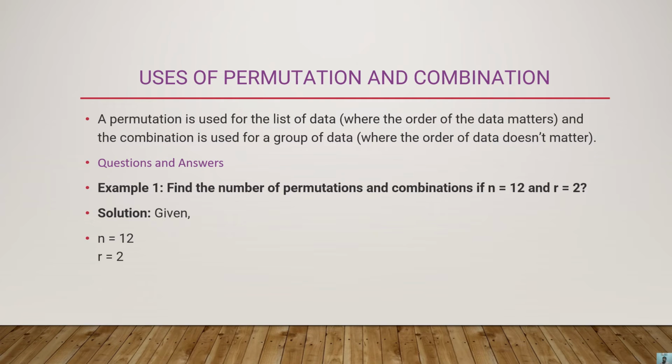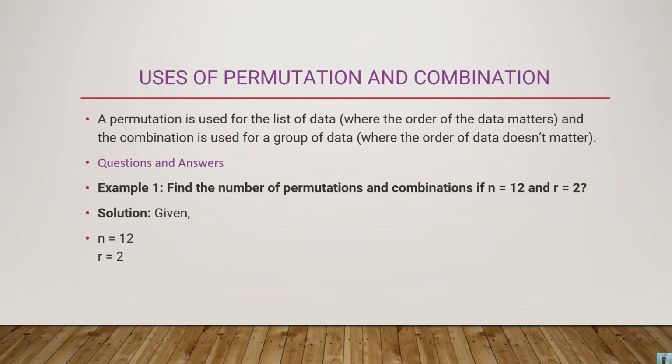Uses of permutation and combination. A permutation is used for the list of data where the order of data matters, as mentioned a while ago, and the combination is used for a group of data where the order of data doesn't matter.